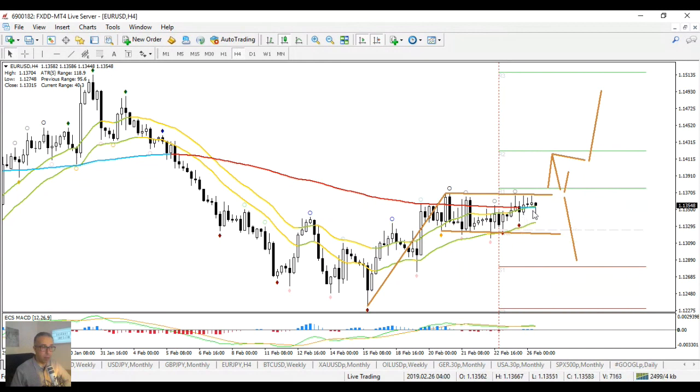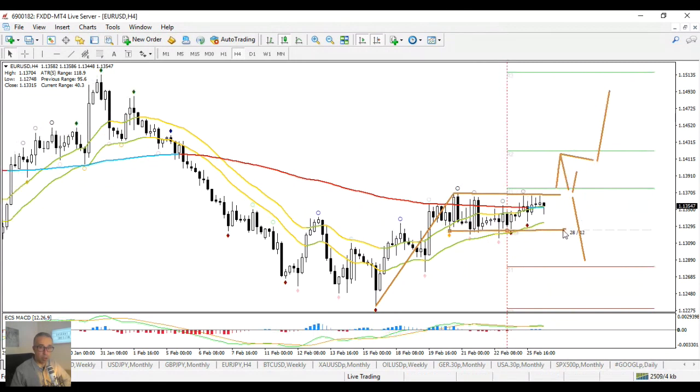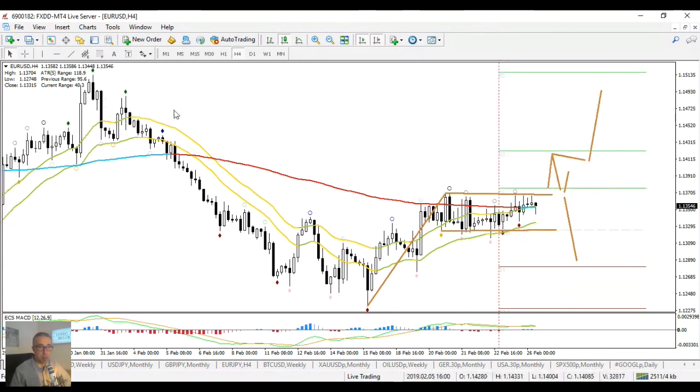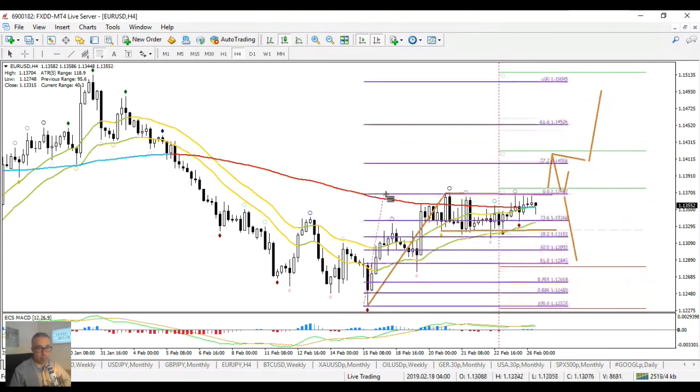Downside, if price were to break below the 21 EMA and the weekly pivot point and this support zone here, is possible, but I'm not a big fan of it. Let's put a fib like this. If you get a break, then there might be space.